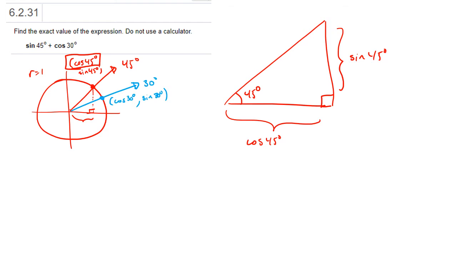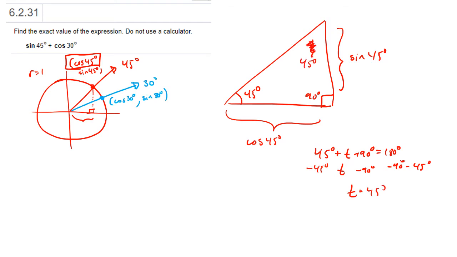Now looking at this triangle, the angles of a triangle must add up to 180 degrees. A right angle is 90 degrees, and this angle is 45 degrees. Let's call this angle right here t. So 45 degrees plus t plus 90 degrees must equal 180 degrees. Subtracting 45 and 90 from both sides, I get that t is 45 degrees. Lo and behold, this angle and this angle are equal. This is an isosceles triangle, which means this width and this height are equal.